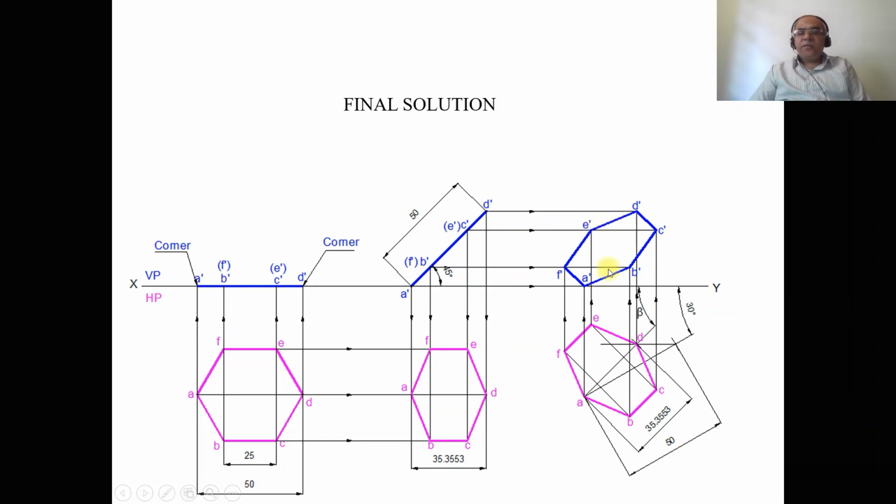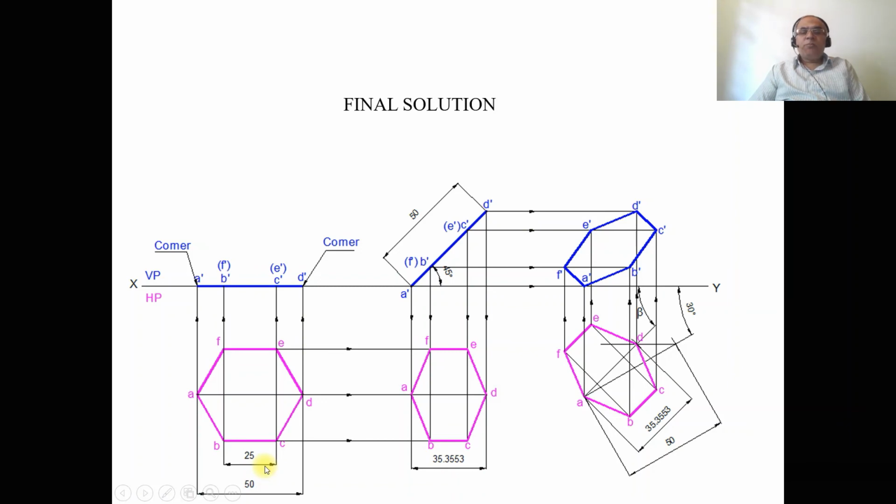Then mark these points. Then join A dash to B dash, B dash to C dash, C dash to D dash, D dash to E dash, E dash to F dash, F dash to A dash with a dark line. Then show the dimensions of this as the apparent inclination beta, and don't show these dimensions, it is not required. And here you show the inclination, which is 30 degrees, and here the size of the hexagon is 25.